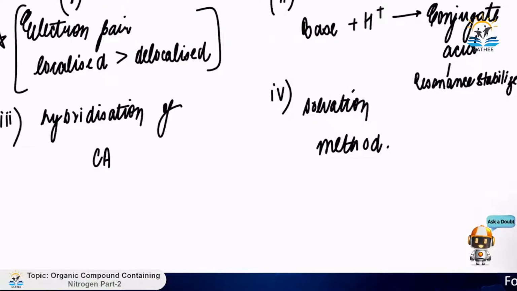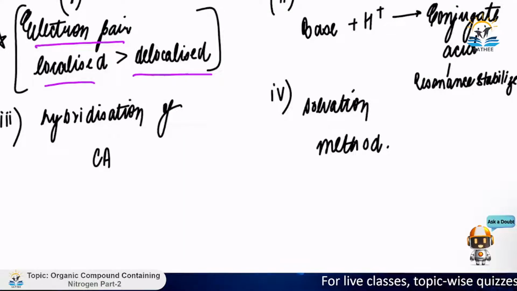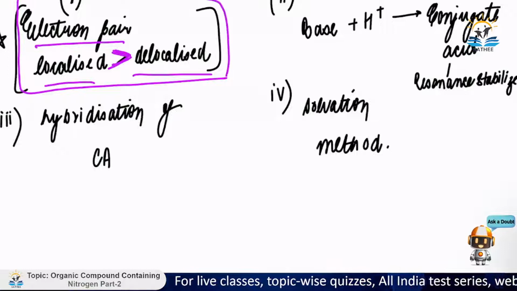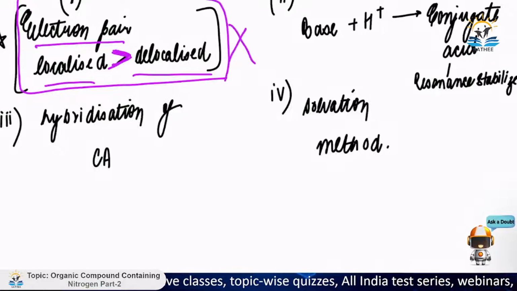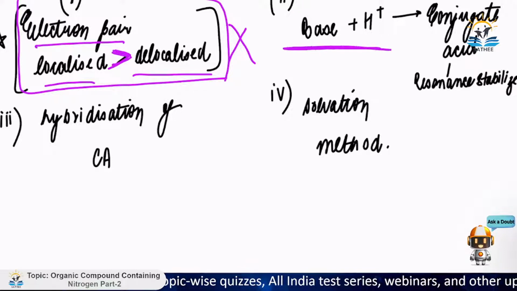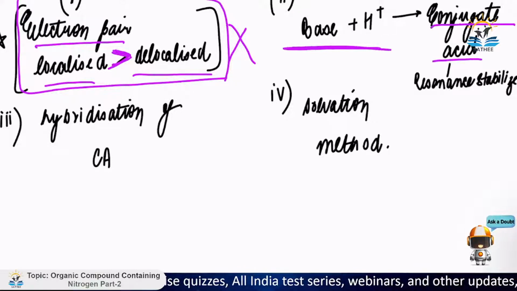Now, how will we determine the basic strength? So we have to look at some things orderly. First of all, we have to see whether the electron pair is localized or delocalized. If electron pairs are localized, then they are more basic than delocalized. This is the first thing that we have to see. If we already saw this and we are not able to determine which is a better base, then what will we do? We will add H plus to make it a conjugate acid.